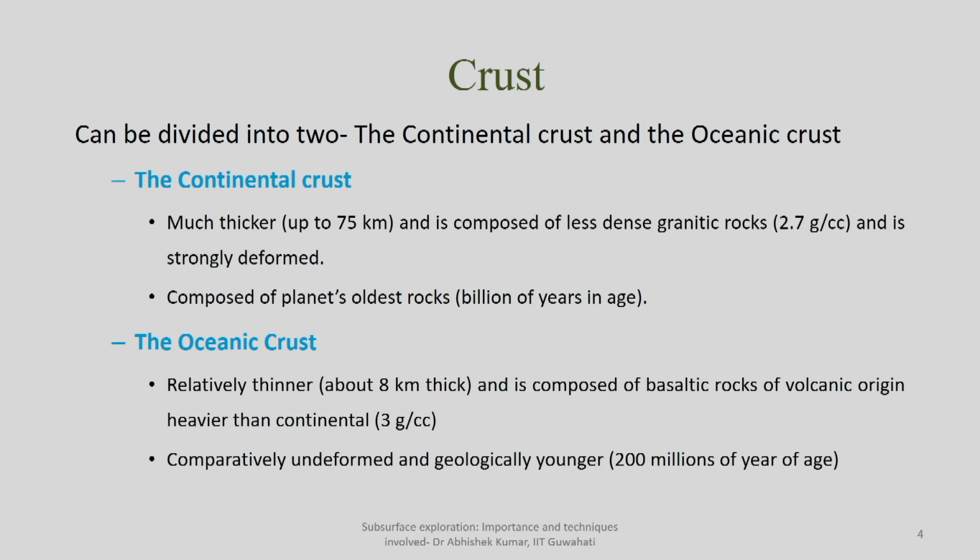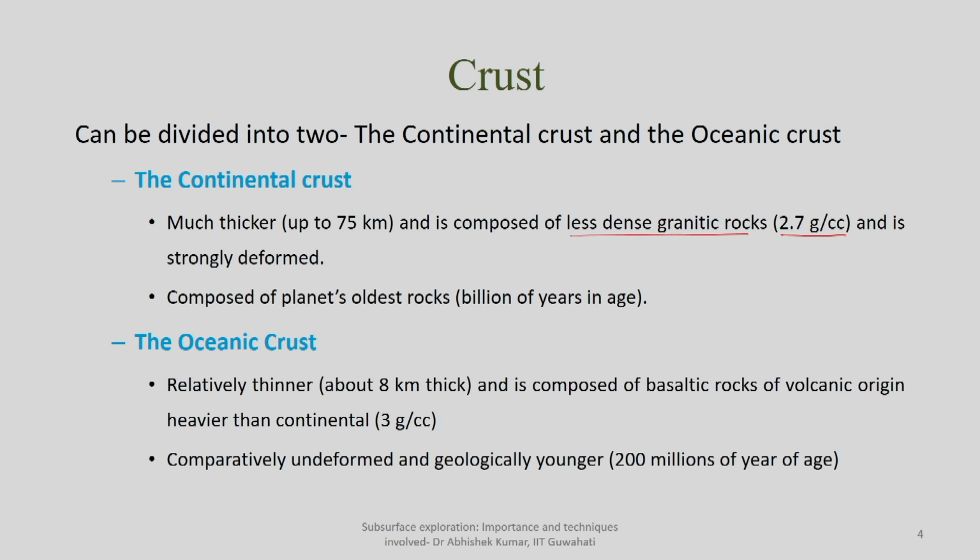Now, the crust, as I discussed, is the topmost layer. It can further be divided into continental crust as well as oceanic crust. The continental crust is much thicker, as I mentioned here, 4 to 80 kilometers or so, and is composed of less dense granitic layers of the order of 2.5, 2.6 gram per cc, and is strongly deformable. It may also consist of the planet's oldest rocks, some which are maybe billions of years old.